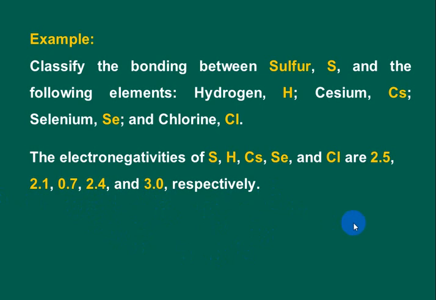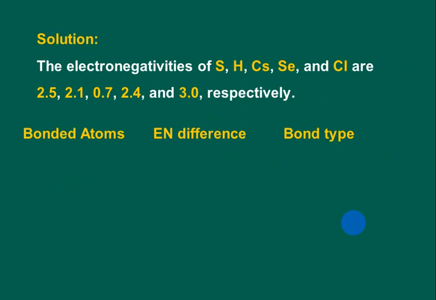Let's solve it. You have 1 minute to think about it. Solution. The electronegativities of sulfur, hydrogen, cesium, selenium, and chlorine are 2.5, 2.1, 0.7, 2.4, and 3.0 respectively. This is a guide for you. Now, the bonded atoms, electronegativity difference, and the type of bond.